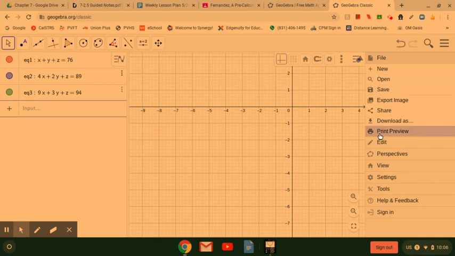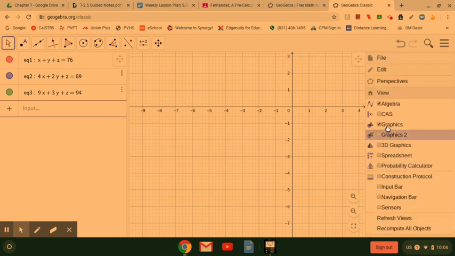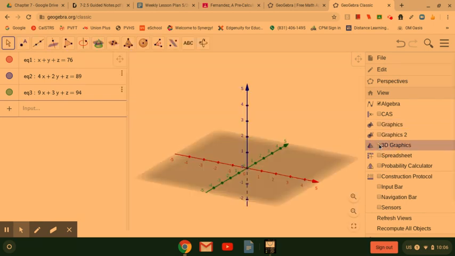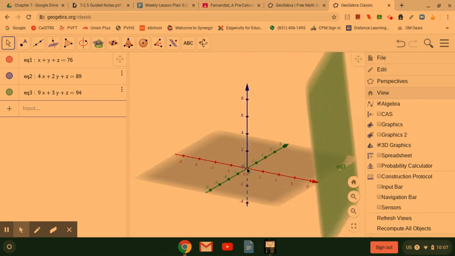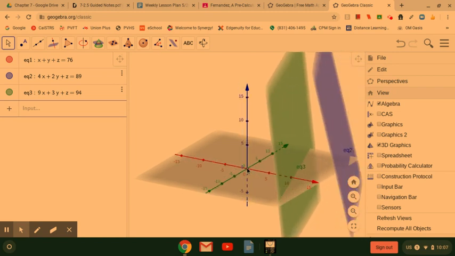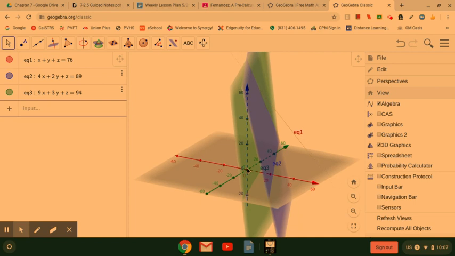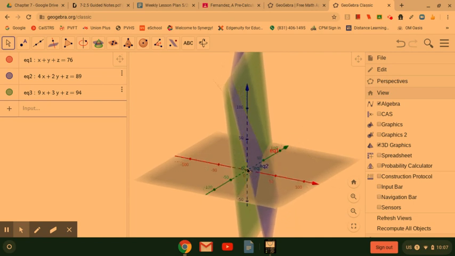Okay, so now let's go to view. I didn't sign in, but that's all right. I'll sign in and save afterwards. We don't really need these graphics right now because we're working in three-dimensional space. Let's use three-dimensional graphics. Okay, so there's the three-dimensional graphics. And if we zoom in, we should begin to see the planes. And so we have two, and the third one should come in soon.